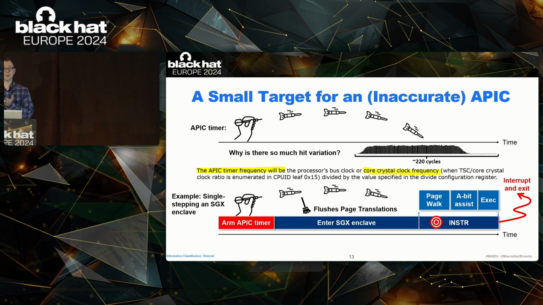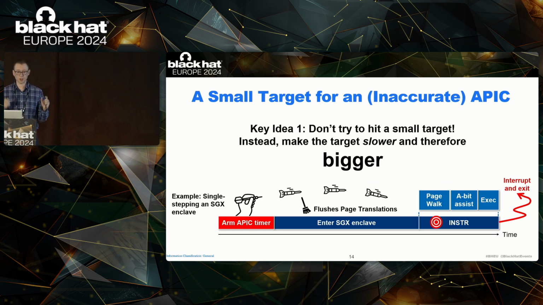Then there might be some other microcode assists that have to happen, like to set an access bit on a page table entry, and that takes some more time. And eventually, all this extra stuff that has to happen for the first instruction may make even a no-op that you think takes 1 cycle, the fastest possible instruction, actually end up taking hundreds of cycles, which makes it a big enough target to hit with the APIC. So the first key idea from this presentation is don't try to hit a small target. Instead, make the target slower and therefore bigger.